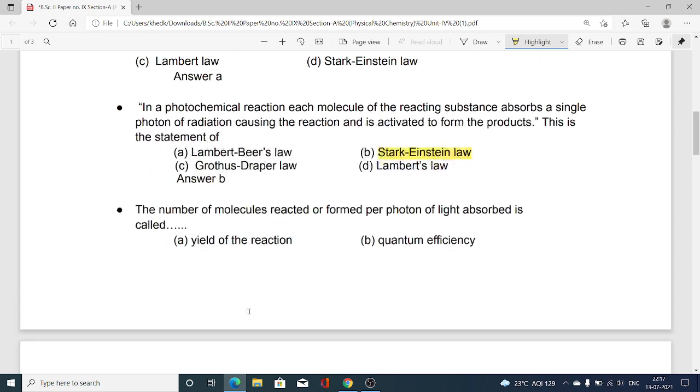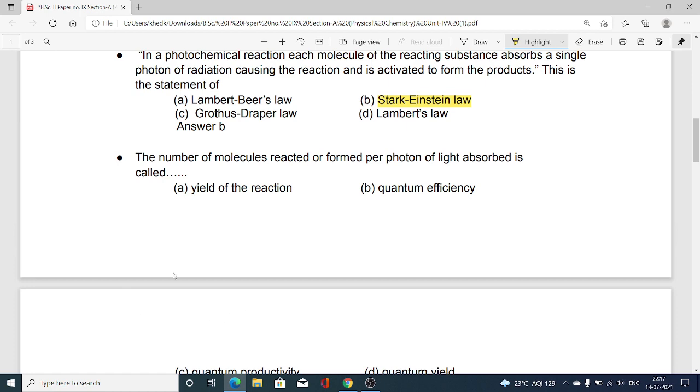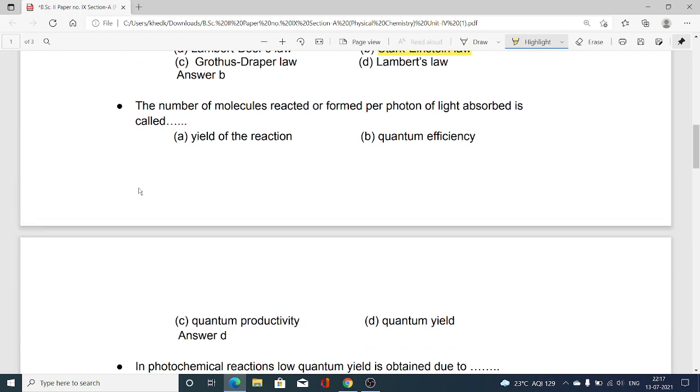Then next question, the number of molecules reacted or formed per photon of light absorbed is called dash. Option A, yield of the reaction. Option B, quantum efficiency. Option C, quantum productivity. Option D, quantum yield. Quantum yield is a correct option for the question.